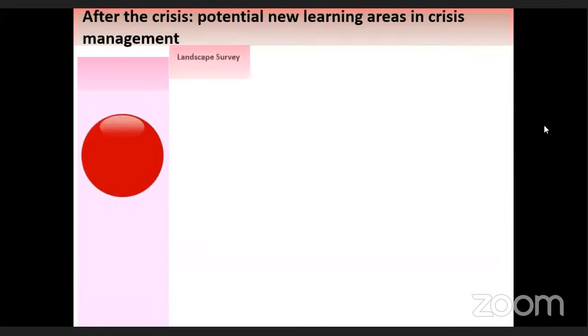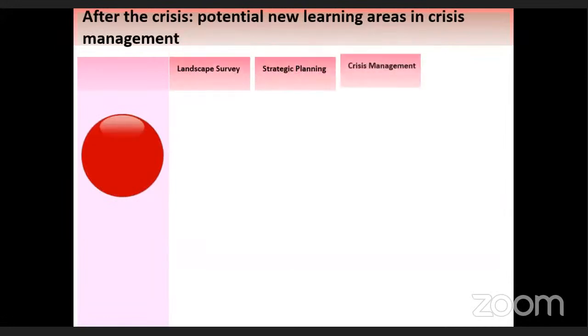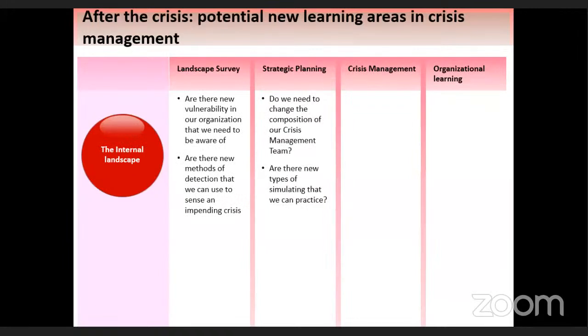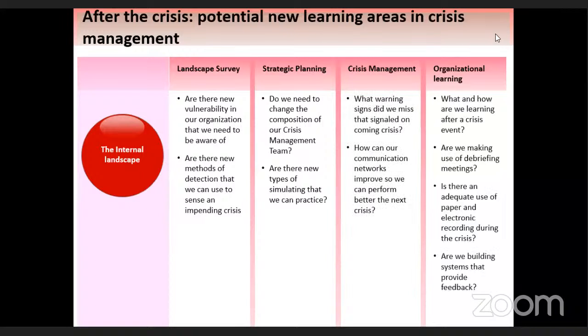Then we want to look at after the crisis, the potential new and crisis management.